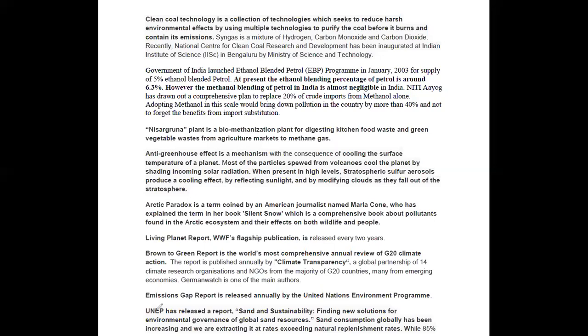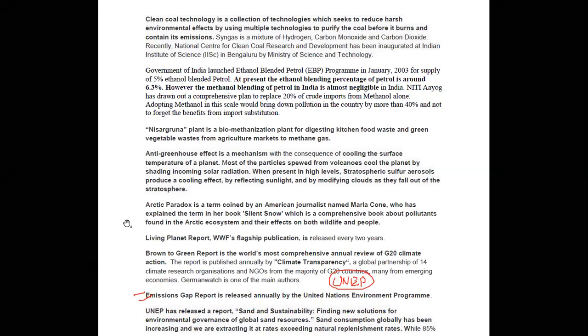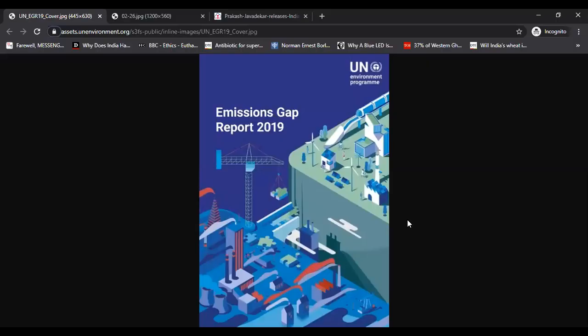There's another report which is called the Emission Gap Report. The Emission Gap Report is published by UNEP. UNEP publishes a lot of reports. So these two reports are important actually, the Living Planet report and the Emission Gap Report. They are important reports, so don't forget, remember it. Now let's also see how this Emission Gap Report looks. So this is your Emission Gap Report 2019, and this has been published by UNEP, the United Nations Environment Program.